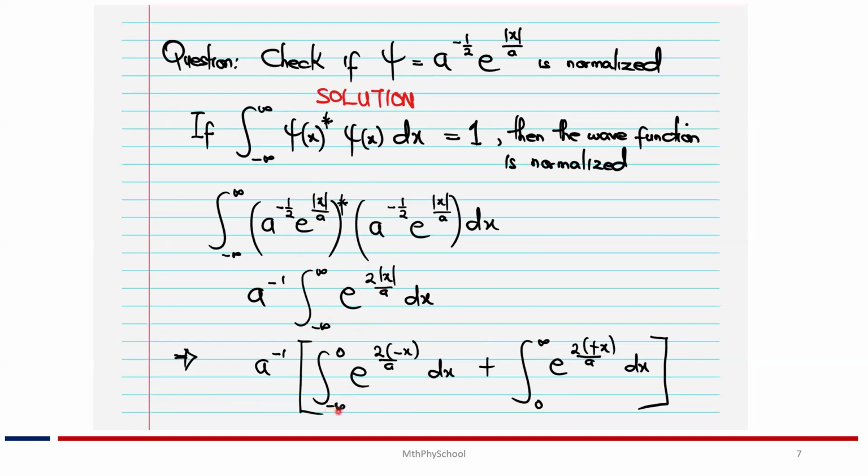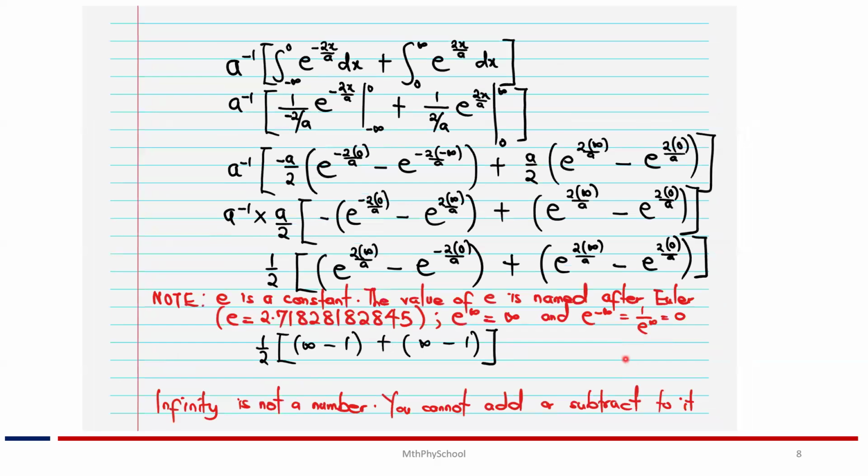So we have minus infinity to infinity that takes care of all negative values of x, and then 0 to infinity that takes care of positive values of x. If you do this carefully and follow the solution from top to the bottom, we're going to find this expression. One thing to note here is that e is a constant, and the value of e is named after Euler.